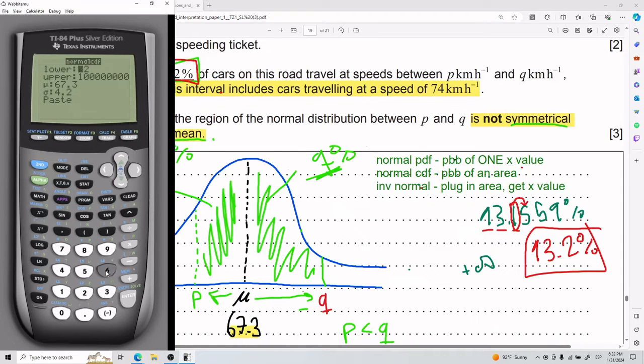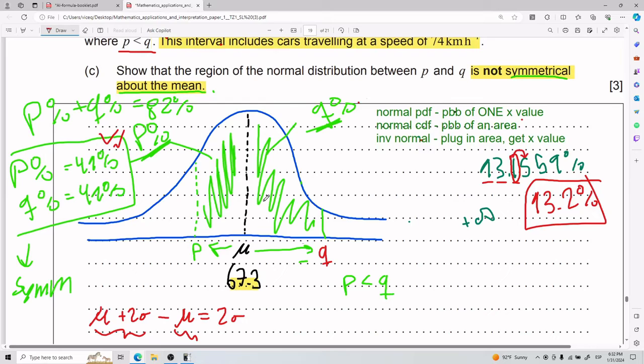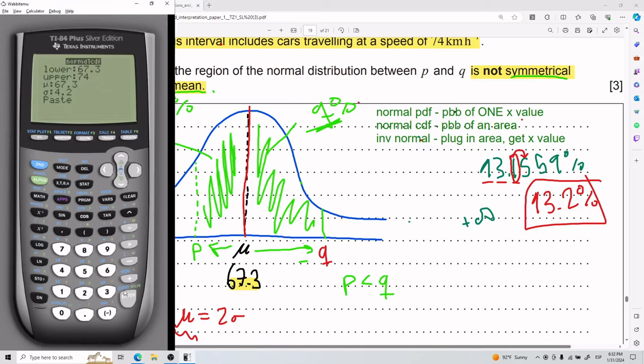The lower is going to be the mean, ¿cierto? And then the upper is going to be 74, okay? Well, the mean is still 67.3. The standard deviation is still 4.2. So basically, we're saying, okay, from the mean to 74, how much is that? See? So you go ahead, you press paste, you end up with 44, okay?